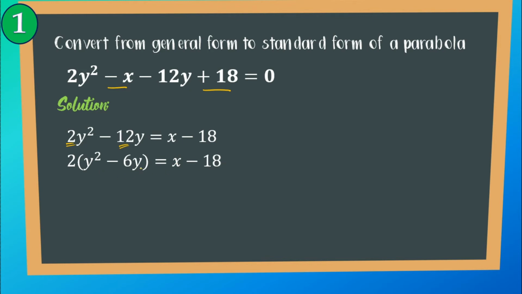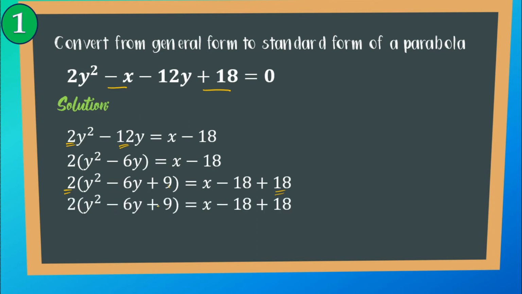Using the completing the square, mag-add tayo ng 9. So 2 times quantity y squared minus 6y plus 9 equals x minus 18 plus 18. Why 18 here? Okay, since nag-add tayo ng 9, tapos may factor out na 2 dito, multiply lang natin. Okay, so 2 times 9, so that's why 18 siya. Okay, I hope alam nyo na yan. So, magiging 2 times quantity y squared minus 6y plus 9 equals x minus 18 plus 18.